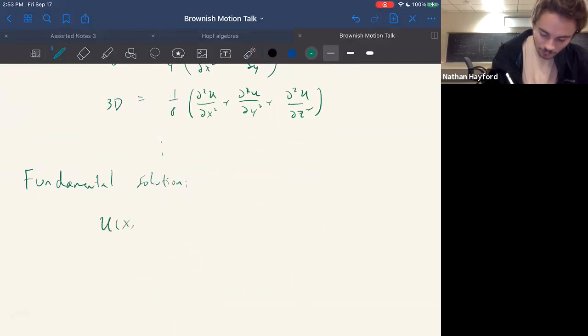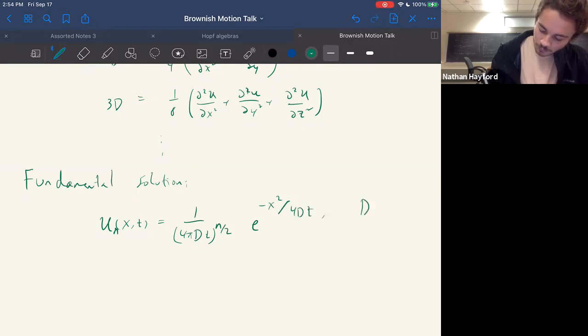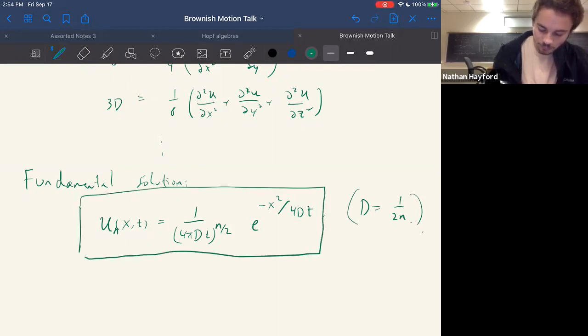So U of x and t in n dimensions now is going to be 1 over 4 pi D t to the n over 2, I'll call it capital D, and I was using n dimensions, so I'll stick with n for my notation, times e to the minus x squared over 4 D t, where D now is 1/2 n. So this is the solution in n dimensions, the fundamental solution. This is what the distribution of mass looks like.